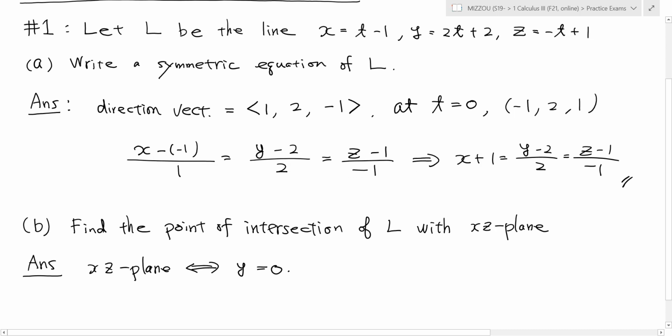So in order to find the point of intersection with y equal to 0 and this line, what you have to do is find the value for the parameter t so that y is equal to 0. This gives you y, which is 2t plus 2, and that is equal to 0, so t is equal to -1.